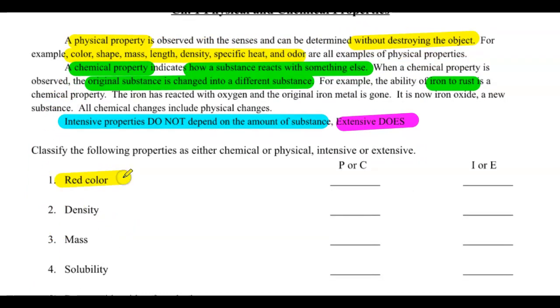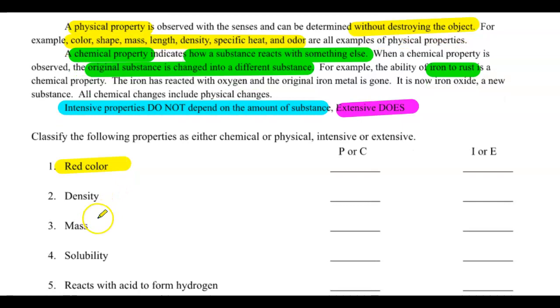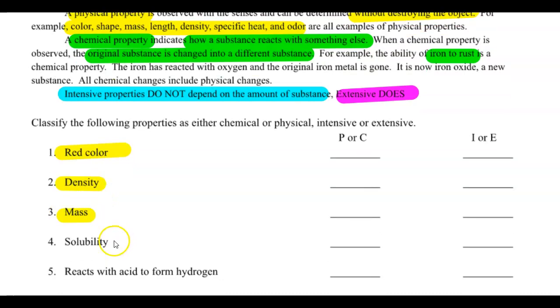So red color, you can observe that with your eyes. It's a physical property. Density, well, you can measure that without destroying it. Mass, just put it on a scale. Solubility is maybe a trickier one because you have to dissolve something in water. But think about this. If you dissolve salt into water, do you still have salt in water? Yeah, you do. It's a physical property. It's not reacting with anything else.